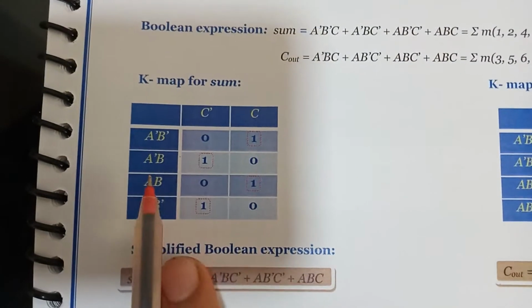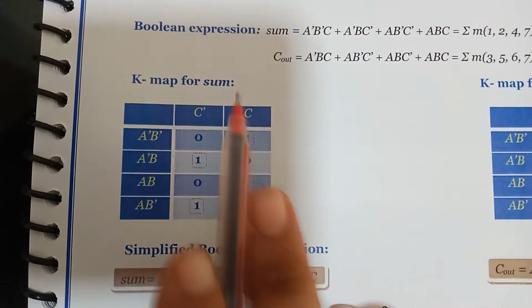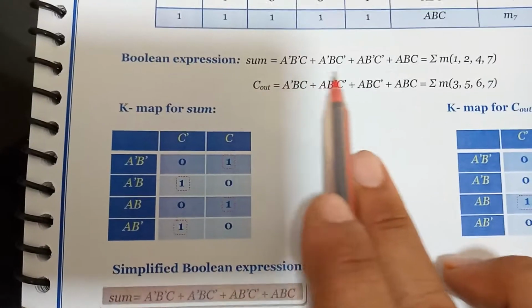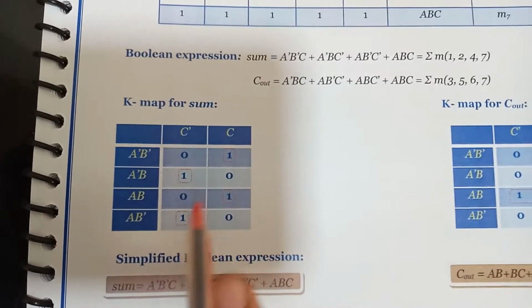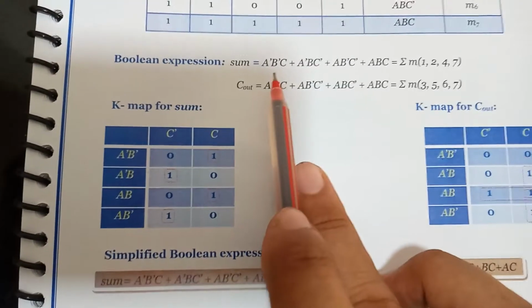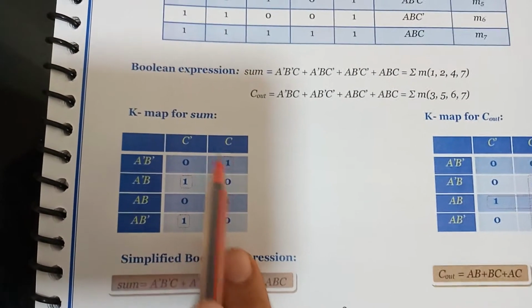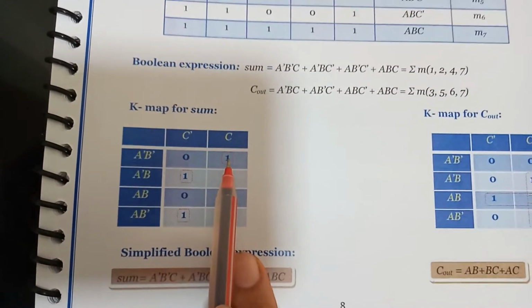A bar, B bar, A B, A B bar, C bar, C. Correspondingly to these terms we have to write 1 1 1 1. Corresponding to this A bar, B bar, C, so this is A bar, B bar and C. So this place, this term.